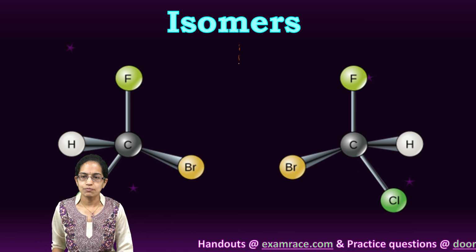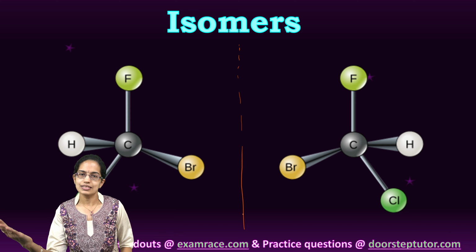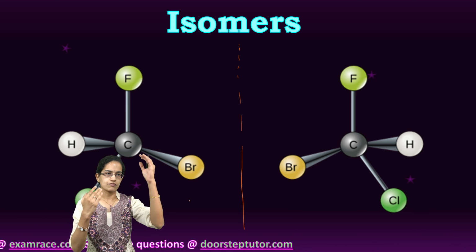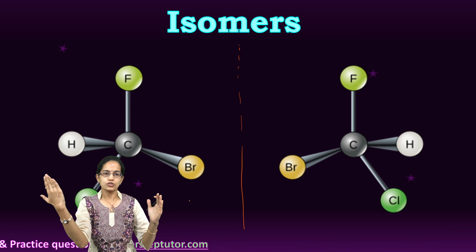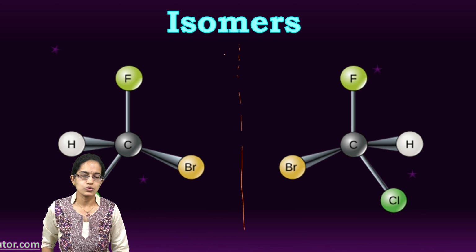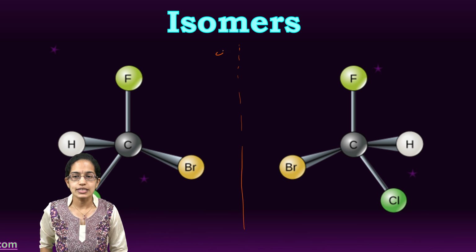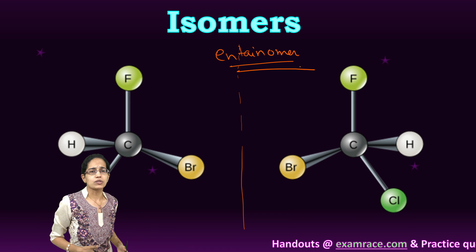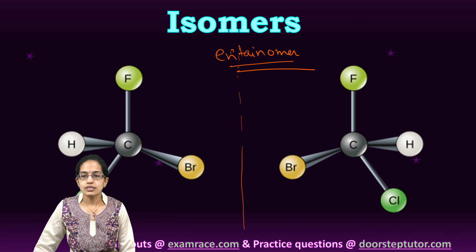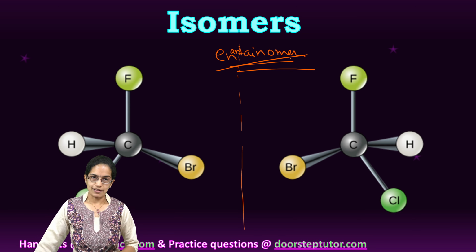I can put a mirror here, and this is a mirror image. So if it is fluorine, bromine and chlorine, it would be fluorine, bromine and chlorine. So it would be just a mirror image of one over the other, and this is known as enantiomers. So that is another variety, we could say, of isomers that are there. So those are some of the important terms that we have understood.